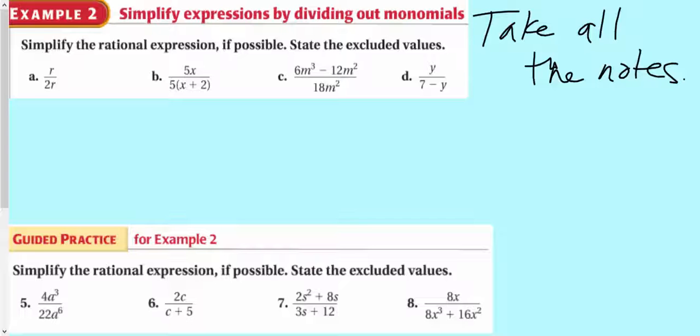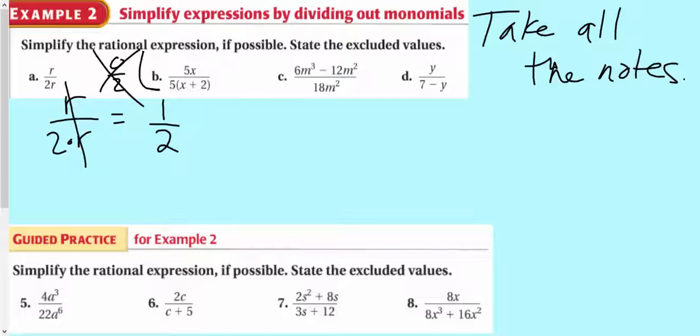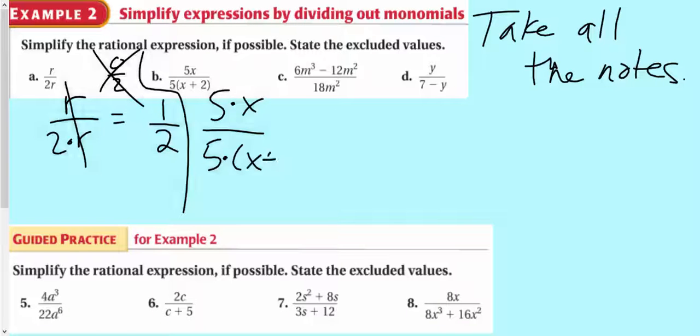So the first one, I have r divided by 2 times r. Well, r divided by r, that's 1. There's not a 0 over 2. That is incorrect. R divided by r is 1, so there's 1 over 2. Right, so that's my first one. We have 5 times x over 5 times x plus 2. 5 divided by 5 is 1, so we have x over x plus 2.